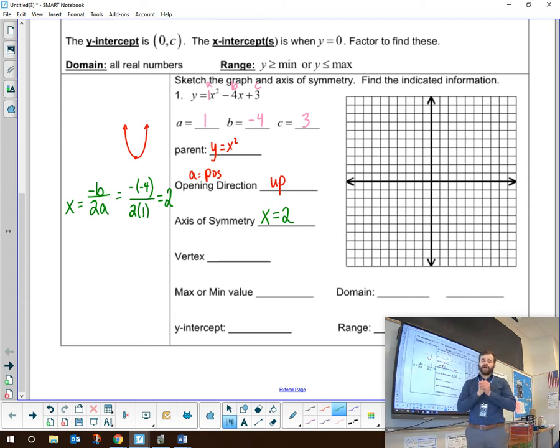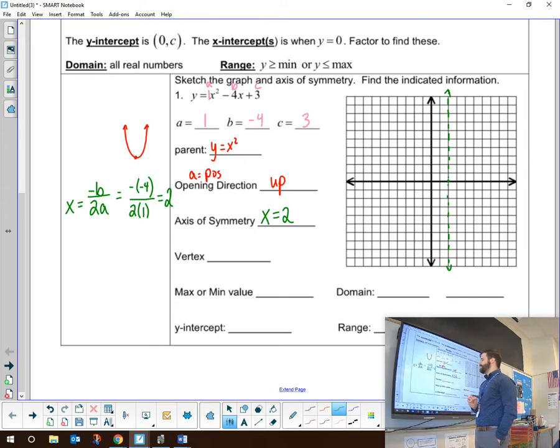Now remember, our axis of symmetry is the straight up and down line. It's like an imaginary line that my graph goes on either side of. So my axis of symmetry here is going to be at x equals 2. So we're going to go up all this way. We're going to go down all this way. All right, and that's kind of like my visible axis of symmetry.